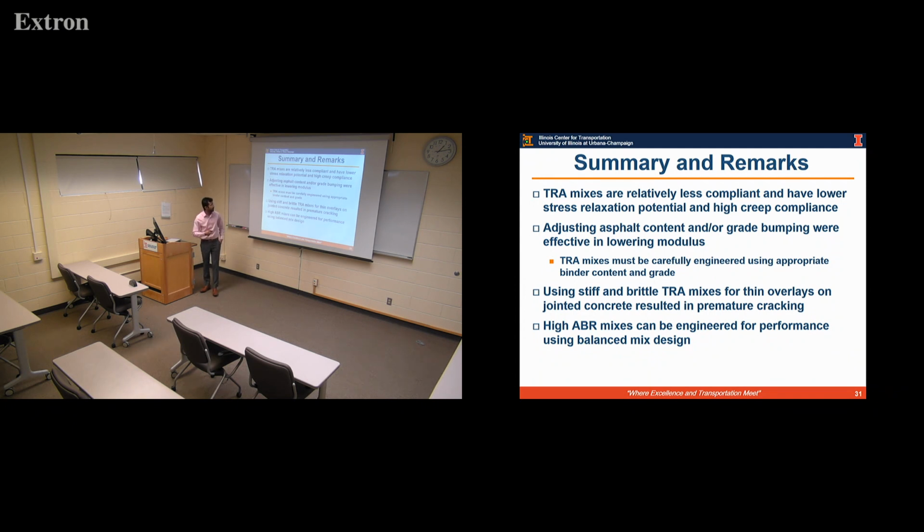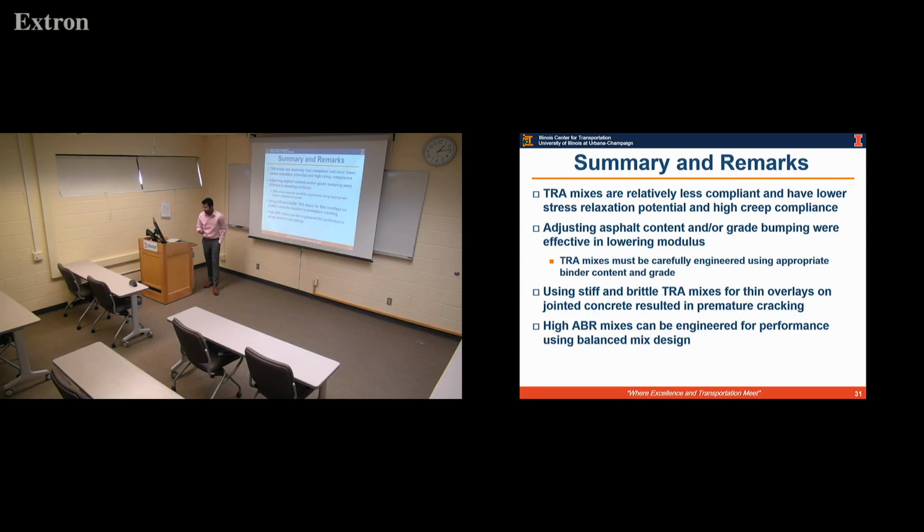Using a stiff and brittle TRA mix over thin overlays on jointed concrete resulted in premature cracking. So we saw that the type of pavement structure used, there were two different kinds, and depending on what kind of structure you use, a thicker lift or a thinner lift of TRA, total recycled mixes, can also contribute to the cracking performance.